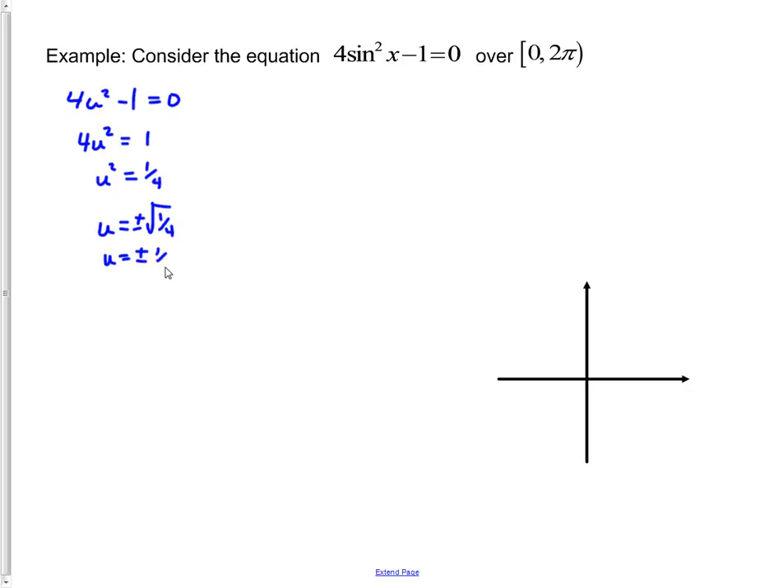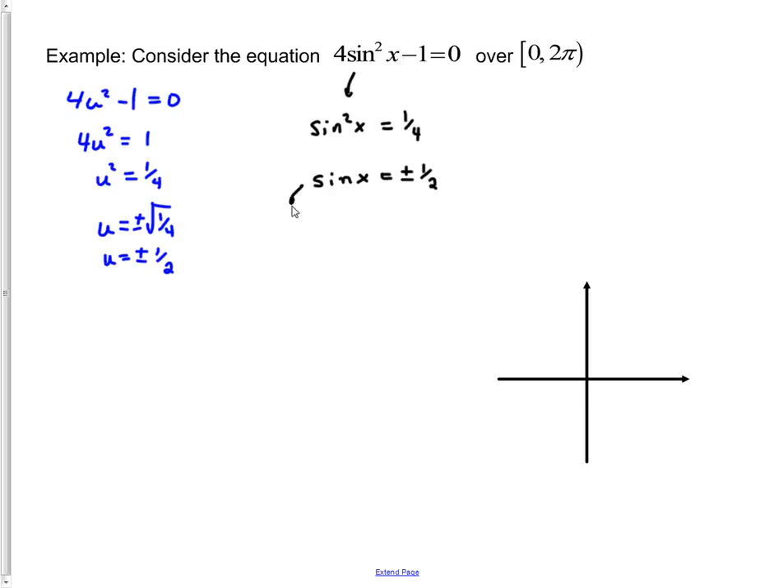Well, the same is true here. In this case, our equation 4 times sine squared x minus 1 reduces to, like it did over here, the square of the sine of x equals 1/4. And therefore, when we take the square root of both sides, we're going to get both positive and negative values to contend with. And so our equation is reduced to sine of x is equal to positive and negative 1/2.